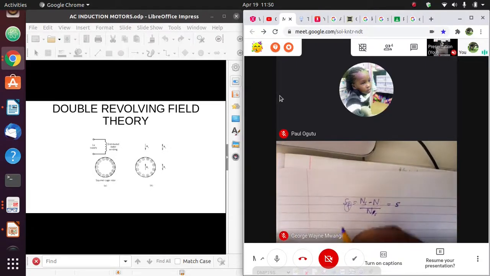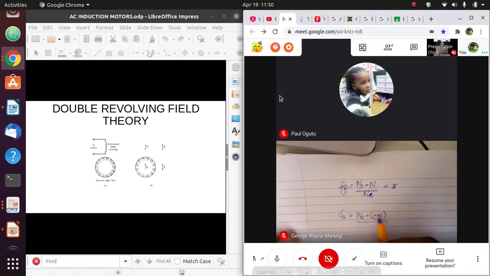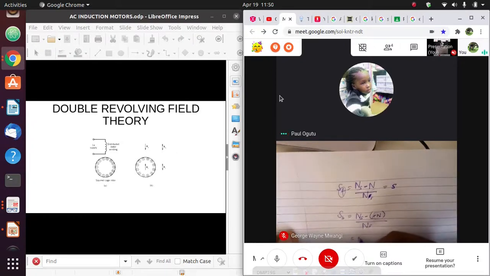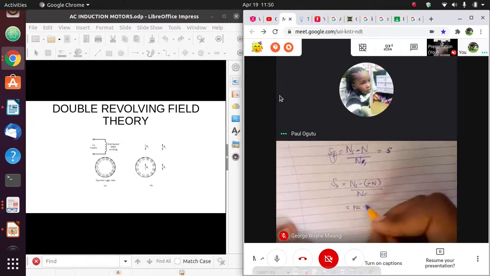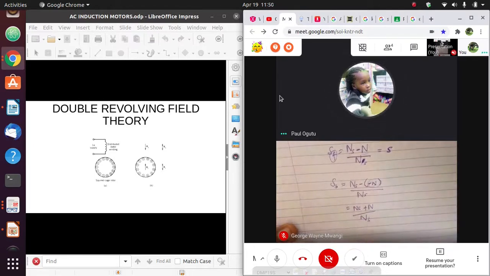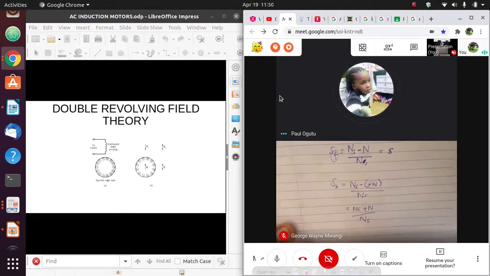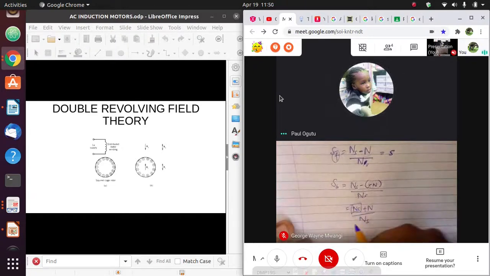Now, when you look at the slip with respect to the backward direction, it will be (Ns minus (minus N)) over Ns. The reason being that the motor will be rotating in the opposite direction, that's why you give the negative value, divided by Ns. This is the same as (Ns plus N) over Ns. Now, this Ns here we can say that it is 2Ns minus Ns. Right? 2Ns minus Ns gives you Ns.